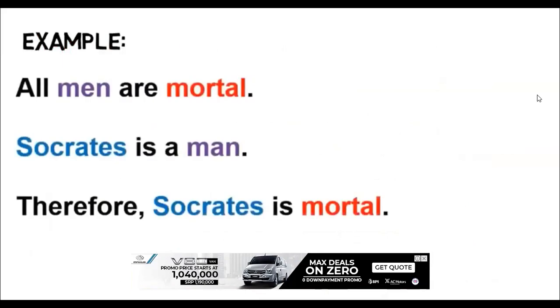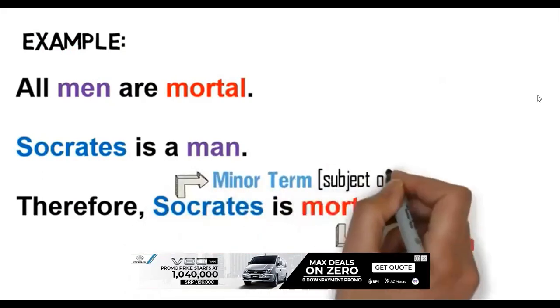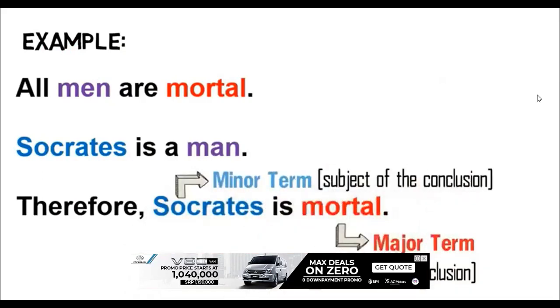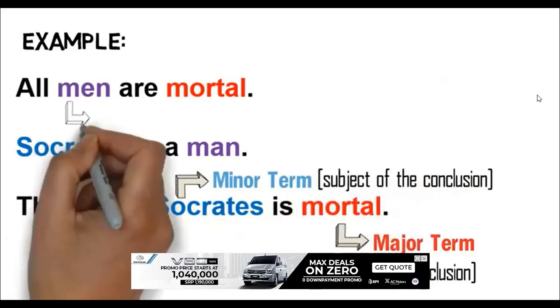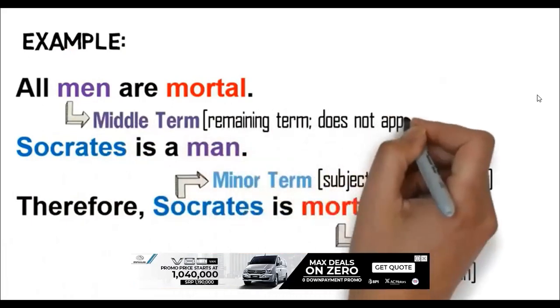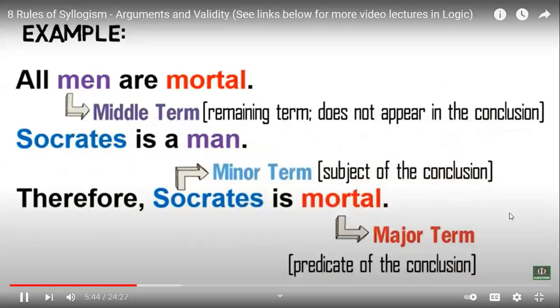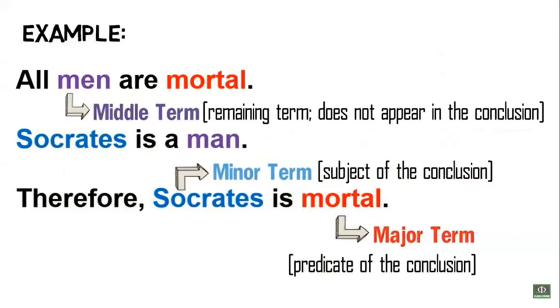Looking back at the example, then we know that the major term is mortal, because it is the predicate of the conclusion, and the minor term is Socrates, because it is the subject of the conclusion. The middle term is man, because it is the remaining term and which does not appear in the conclusion. As we can see, the major term is in red color, the minor term in blue, and the middle term in purple.